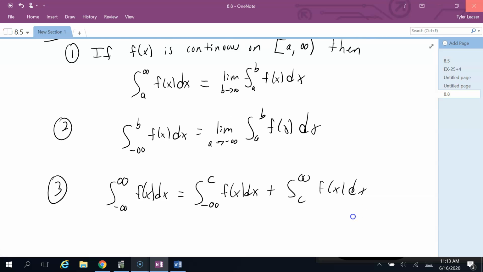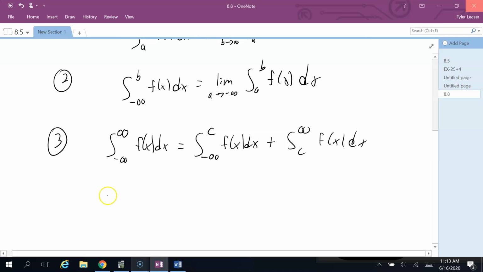One little thing to write down before we get into some examples. I just turned the page, didn't even think about it.